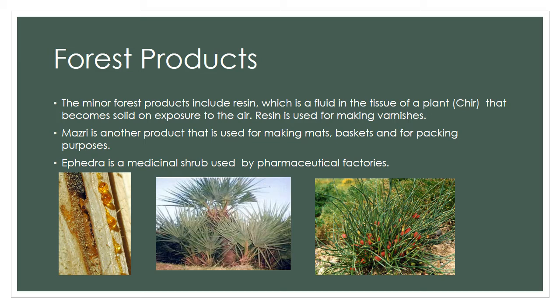So masonry is another product that is used for making mats, baskets, and for packing purposes. You can see from these pictures also that resin is being shown over here. Then masonry, that is date palm leaves which are being used in many handicrafts also. Next one is ephedra, that is a medicinal shrub that is used by many pharmaceutical factories also, and that is found in abundance in Pakistan.